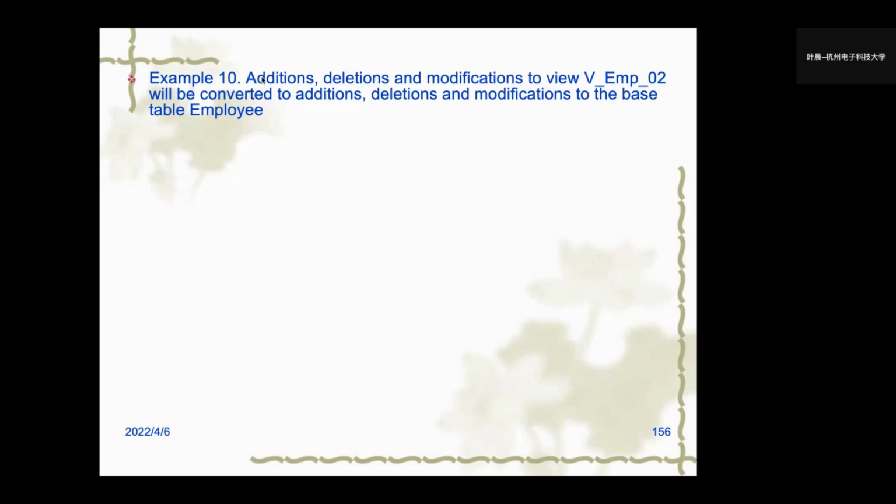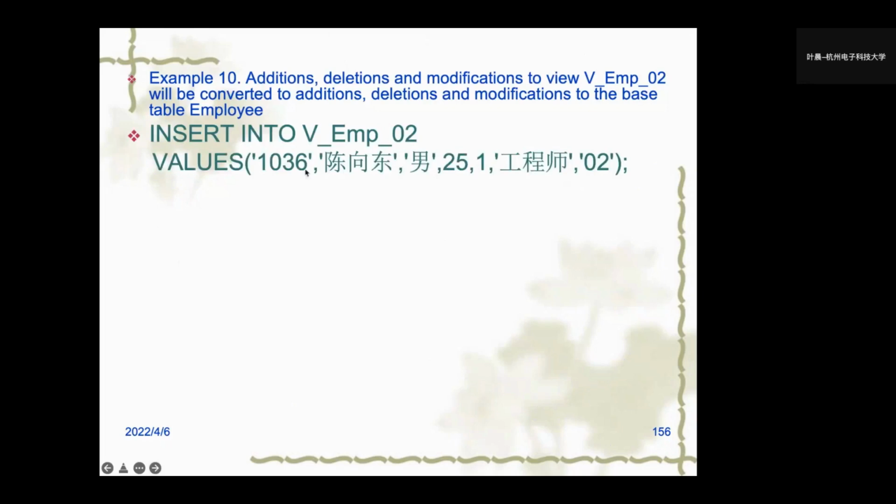V employee 02 will be converted to additions, deletions, and modifications to the base table employee. So we can write insert into this view and then the detailed values. These values correspond to the detailed columns in this view.